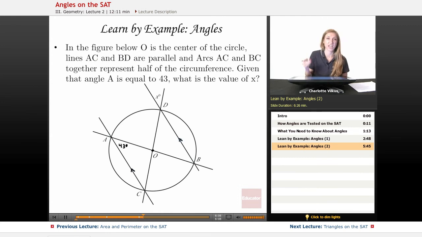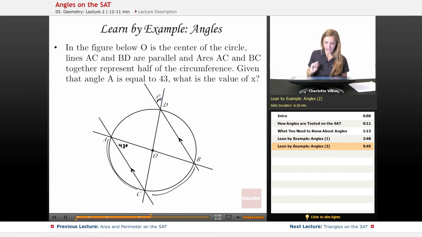And I would definitely suggest always, on geometric figures, drawing in what you're given so that you've got it right there in the figure that you can look at. We have the arcs AC, so this arc and this arc, so BC, together represent half of the circumference. So that makes sense. I've got a diameter going right through, and that's going to be half of the circumference. Then given the angle A is equal to 43 degrees, what is the value of X?